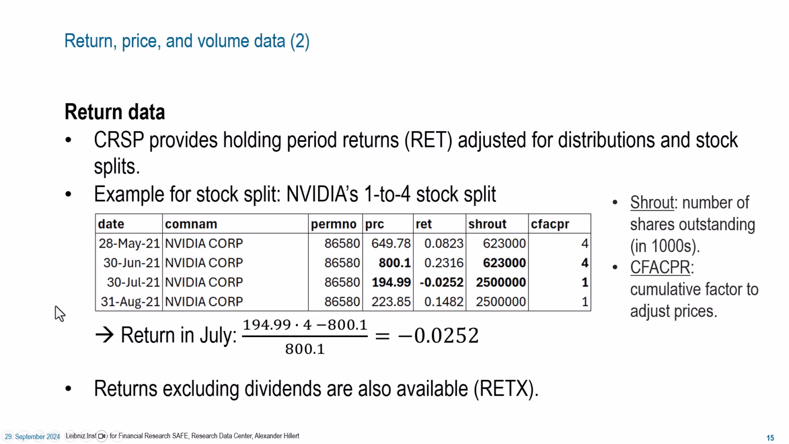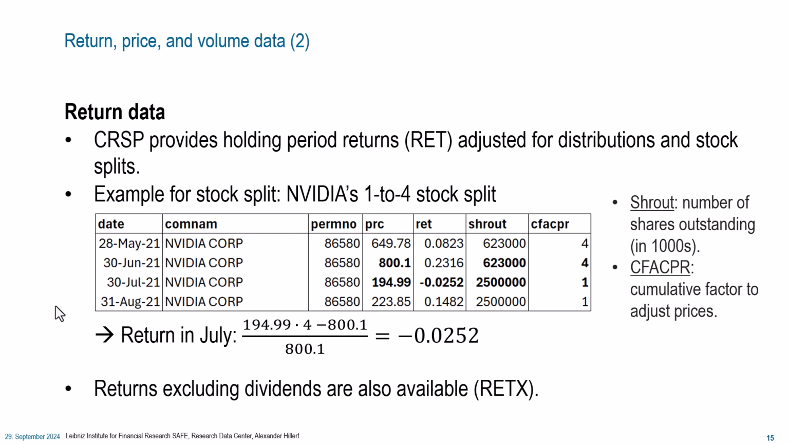Regarding return data, CRSP has a return variable that is already adjusted for distributions and stock splits. So if, let's say, you get a $2 dividend from a company, we have to take into account that the stock price might have fallen compared to yesterday, but at the same time you have $2 in cash. This is done automatically by CRSP when you use RET, the holding period return variable. The same is true for stock splits.